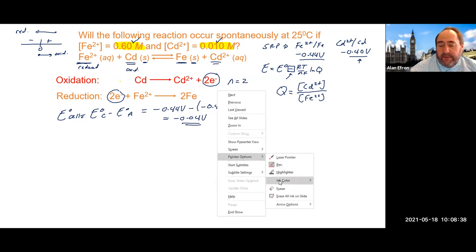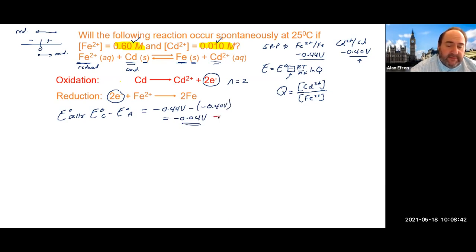So under standard conditions, we can make the assumption that this cell is non-spontaneous. What we're looking at now is, since we're not under standard conditions, we really played with the concentrations. Will this reaction perhaps become spontaneous? To do that, we would now go into our Nernst equation.